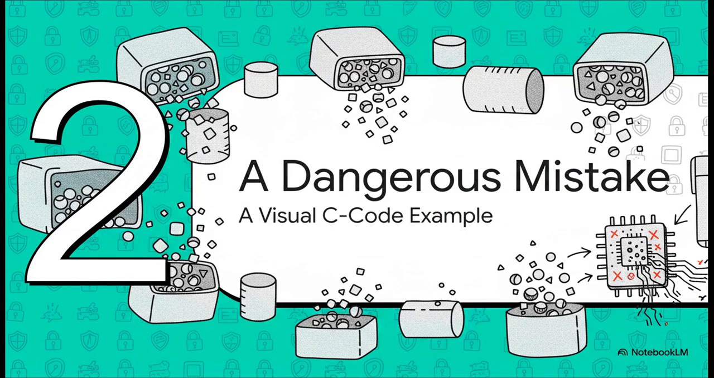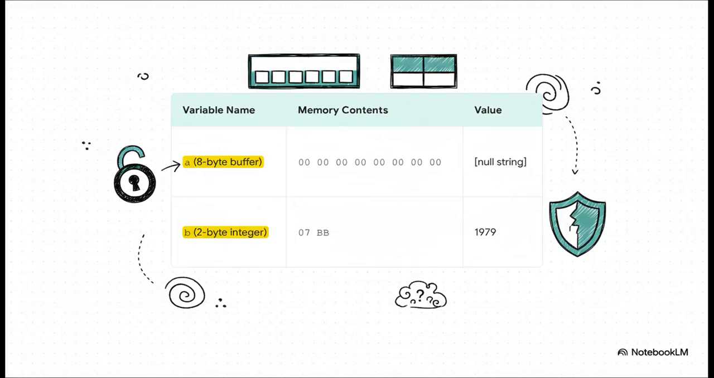Let's make this super clear with a really good visual. And hey, you don't need to be a programmer to get this, I promise. This is all about what happens when you try to put 10 pounds of stuff in a 5-pound bag. So picture this in your head. This is a tiny snapshot of a computer's memory. We've got two things sitting right next to each other. First is A, an 8-byte box meant to hold a word. Right next to it is B, a much smaller box holding the number 1979. See? Everything is in its proper place.